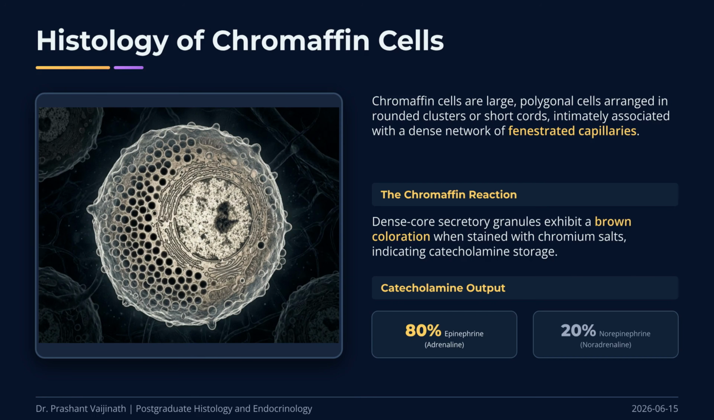The term chromaffin originates from the brown coloration produced when these cells react with chromium salts, known as the chromaffin reaction. There are two major populations of chromaffin cells. Approximately 80% produce epinephrine, while the remaining 20% produce norepinephrine. Although these cells are derived from neurons, they lack axons and dendrites and release their secretions directly into the bloodstream.